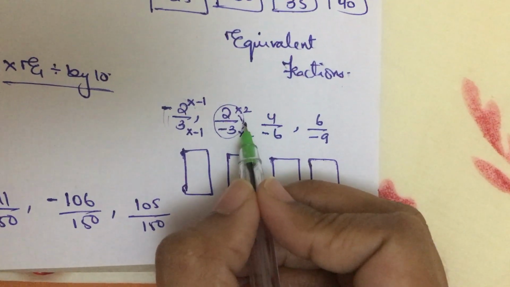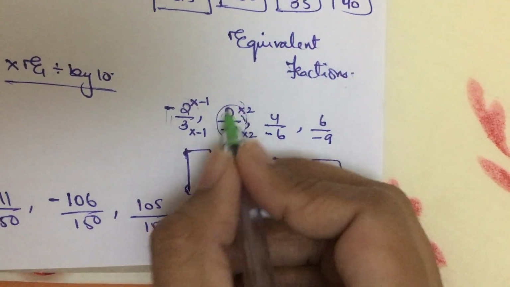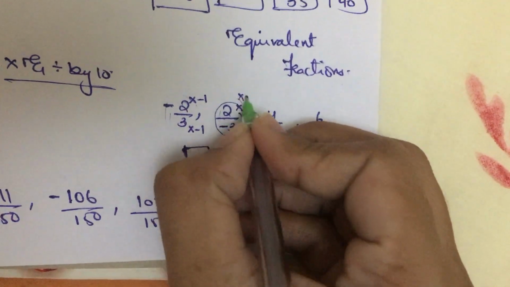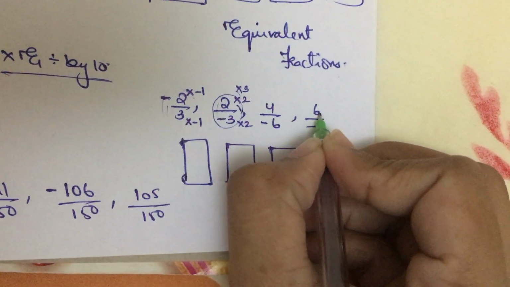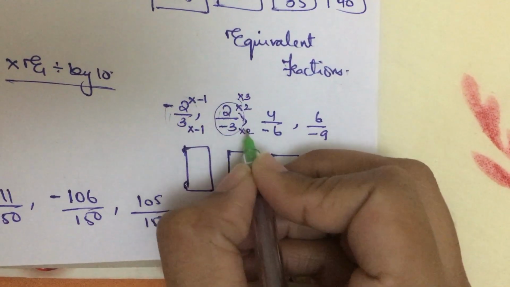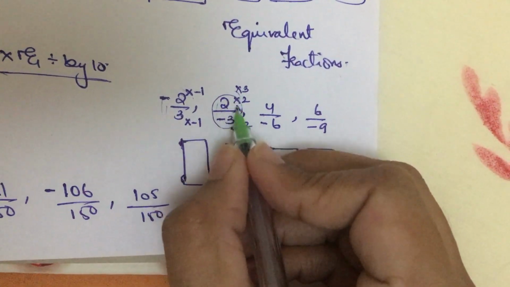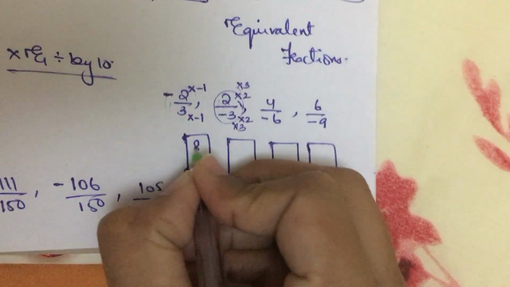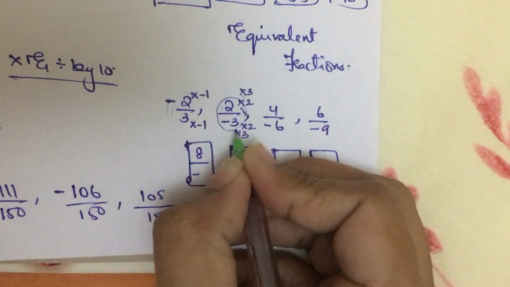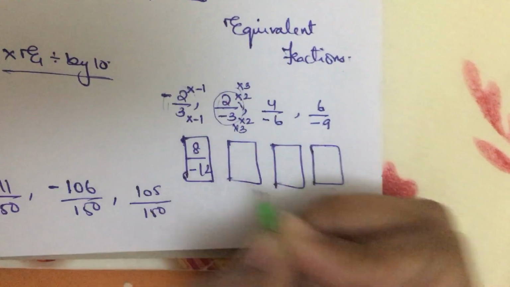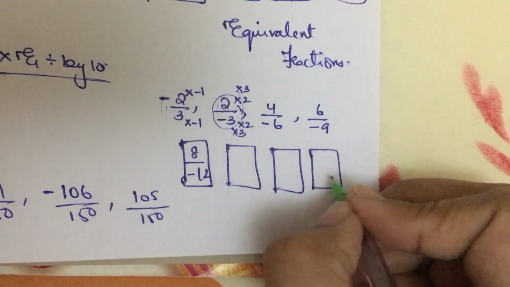Okay. Then to this fraction again, I'm multiplying by 3. 2 threes are 6, and then 3 threes are 9, minus 9. Then this fraction itself by 4: 4 twos are 8, minus 4 threes are 12, minus 12. Okay. And so on.